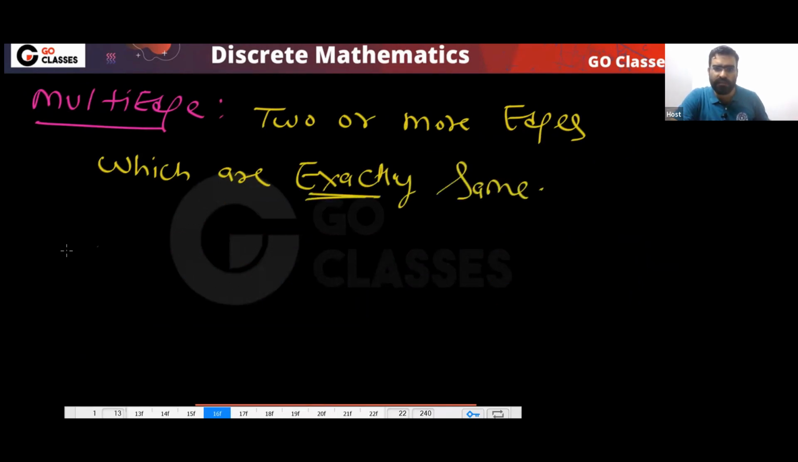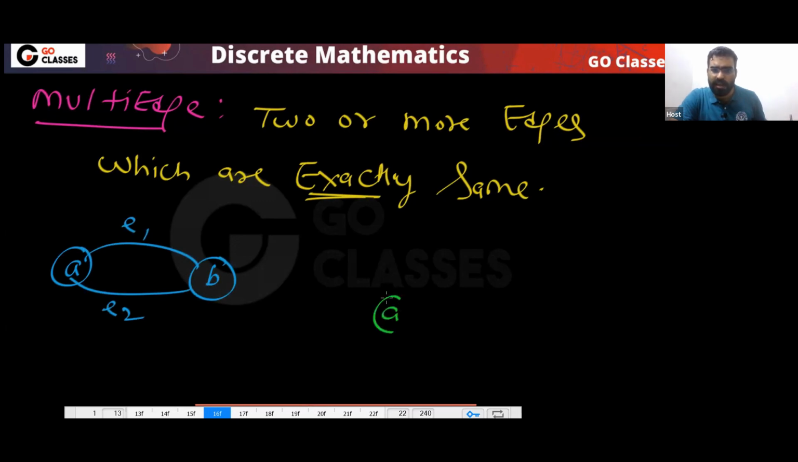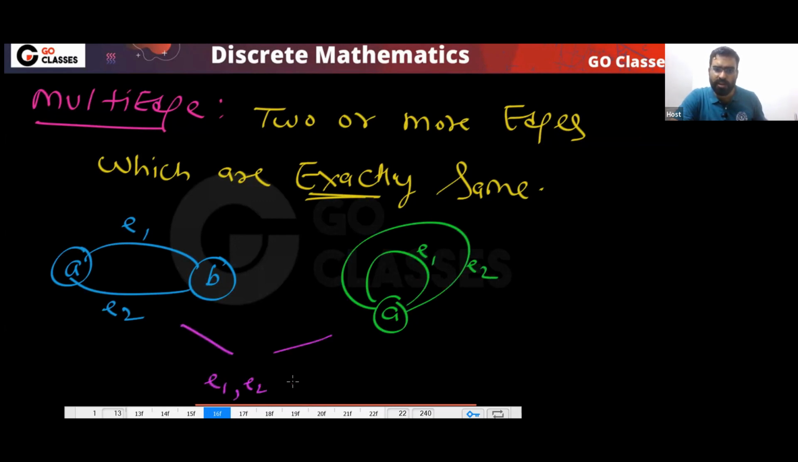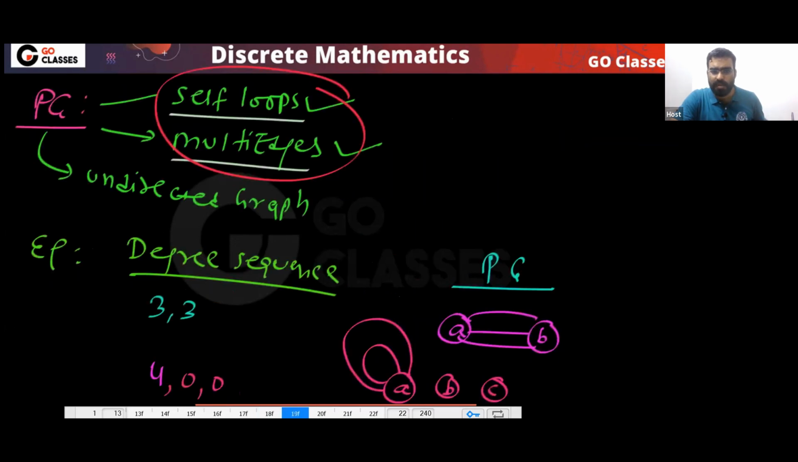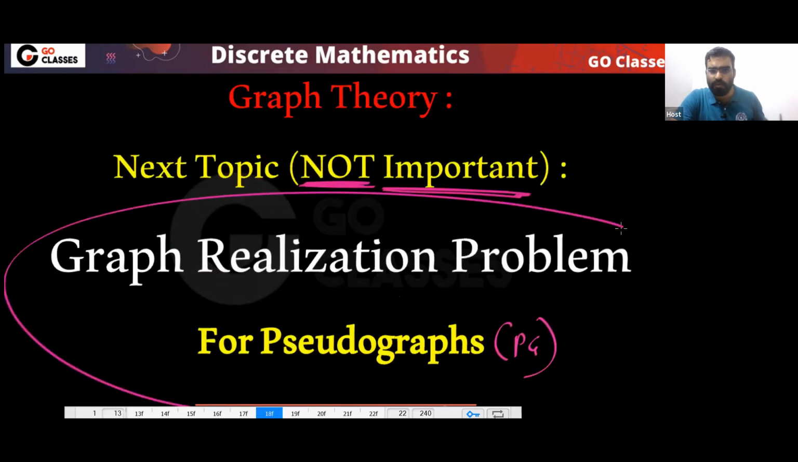Okay, so this is the idea. For example, if you have A, B, then this E1, E2 are multi edges. And if you have A, then this E1, E2, these are also multi edges. So in both the graphs, E1, E2 are multi edges. Multi edges means two or more edges which are exactly same. So this is the graph realization problem for pseudograph.